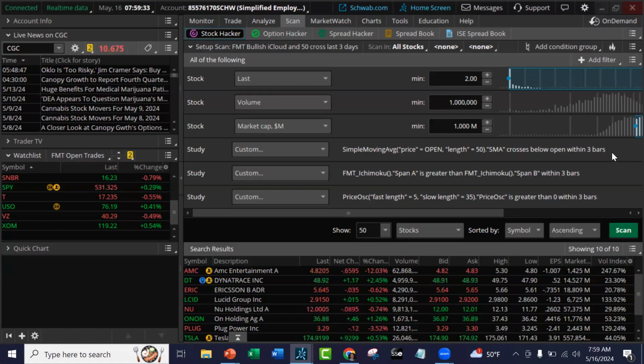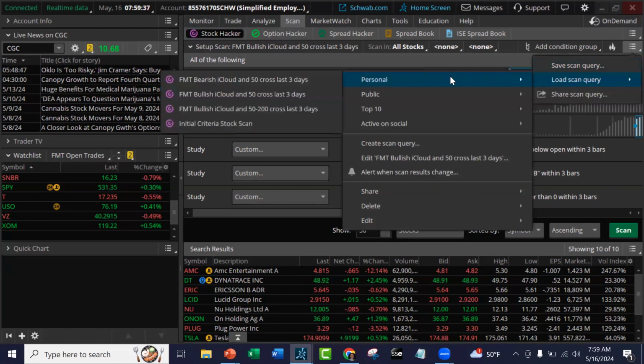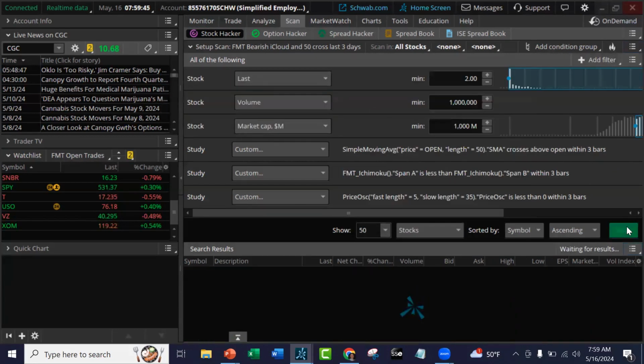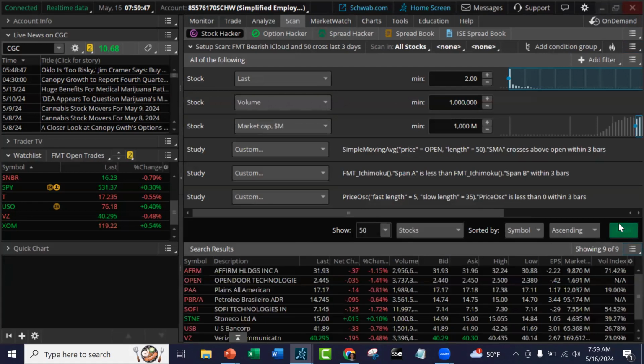Okay, so that's my bullish scan, and I can come over here and load one. I got the exact same one, just the values are reversed, and that would be bearish. So I load that. There it is, and I can run the scan, and it's going to return this list down here of potential bearish candidates.